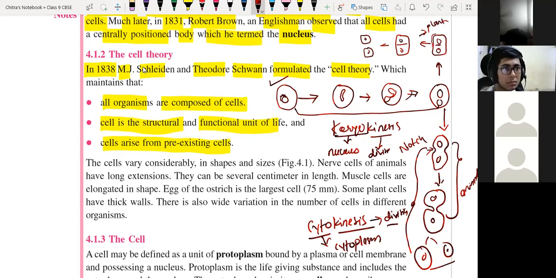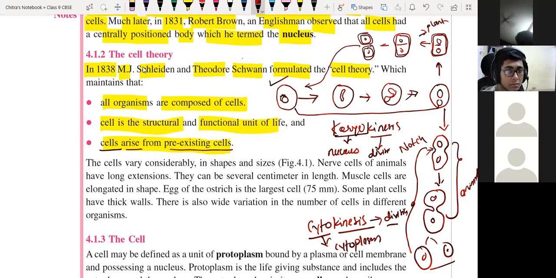And we know the plant cell contains what? Cell wall. Yes, the cell wall is the basic difference between the plant cell and the animal cell. So here also these two cells are formed from the pre-existing cell. This is the third postulate of the cell theory by Schleiden and Schwann: new cells arise from pre-existing cells. So this is all about the cell theory given by Schleiden and Schwann.